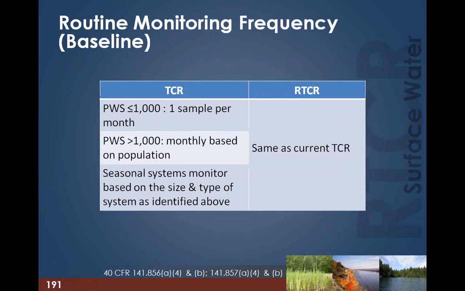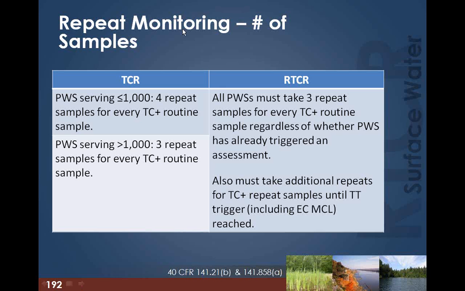In terms of the baseline routine monitoring frequency, that remains the same between the TCR and the RTCR in terms of the population served. For repeat monitoring, we have some changes, and the big change is that everyone, regardless of population served, must do 3 repeat samples. That is your set, 3. In the TCR, if a public water system was serving less than 1,000, they had to do 4. But under the RTCR, everyone, regardless of the population served, needs 3 repeats for every routine total coliform positive.